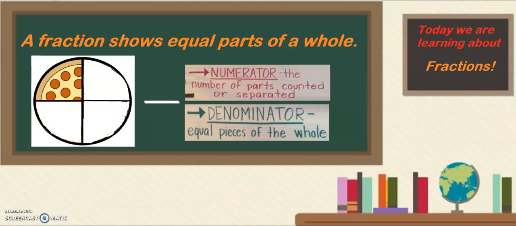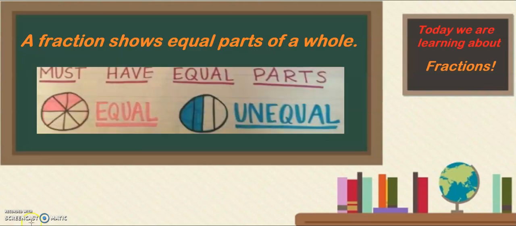If I only had 1 out of 4 pieces left, we would write it as 1 over 4, or 1/4. We have 1 piece of pizza left out of 4 pieces. We have 1/4 of the pizza left. Now remember, we talked about a fraction shows equal parts of a whole. So they have to have equal parts to be able to be explained as a fraction.